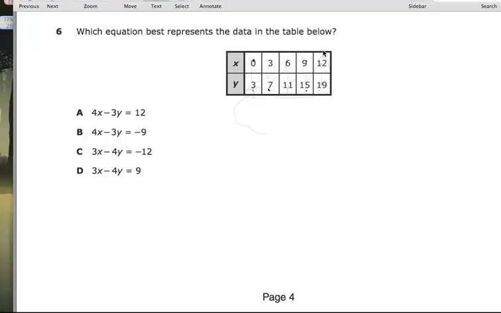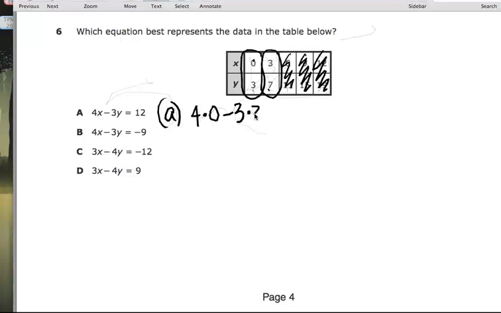So I'm not going to choose the large numbers. They're just a little bit too difficult to work with. So instead, I'm only going to choose 2 pairs of numbers to work with. So here, everywhere I see x in my equation, I'm going to replace it with the number 0. So here it becomes 4 times 0 minus 3. And wherever I see y, I'm going to replace it with the number 3. And I'm going to see whether or not it equals 12.